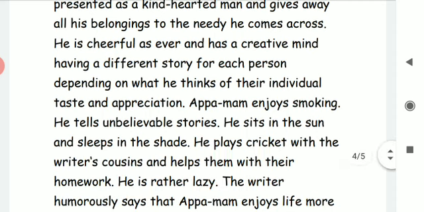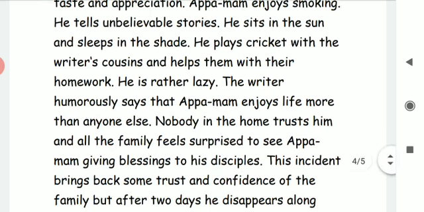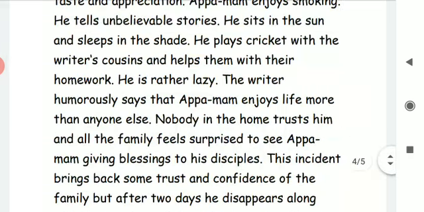Okay, Appa-Mam enjoys smoking. He tells unbelievable stories. He sits in the sun and sleeps in the shade. He plays cricket with the writer's cousins and helps them with their homework. He is rather lazy. The writer humorously says that Appa-Mam enjoys life more than anyone else.